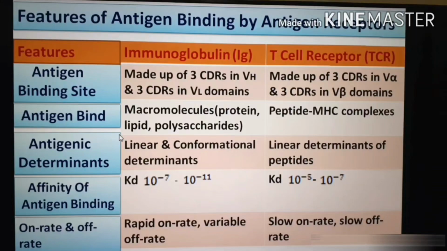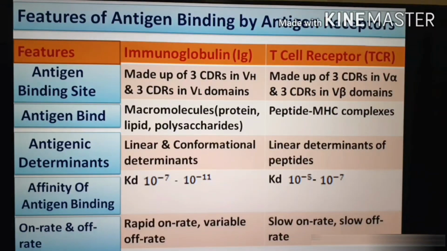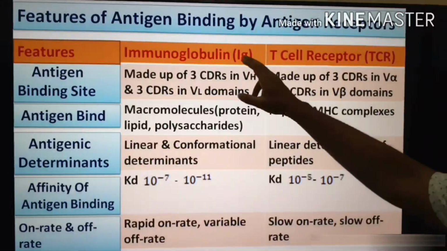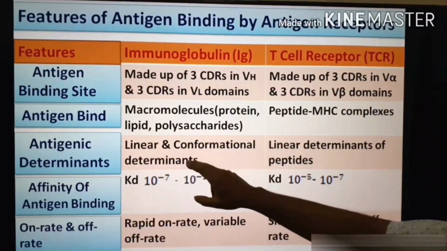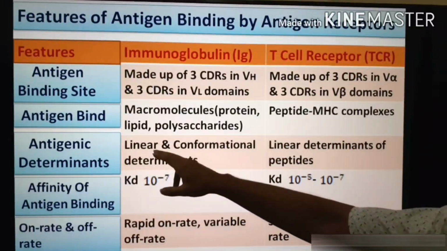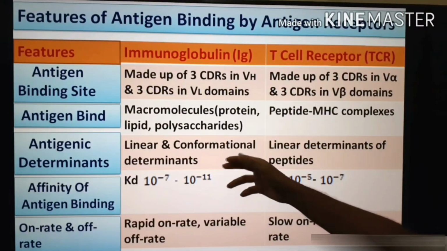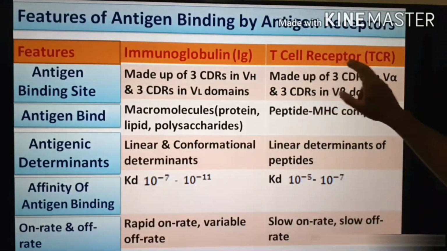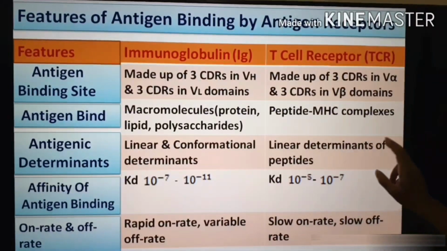Now another term is called antigenic determinant. It means the binding site of the antigen. In the case of antibody, it can bind with linear and conformational determinants. Linear means denatured condition and conformational means alpha, beta sheet, any type of conformational determinants. T cell receptor can only bind with linear determinants of peptide.